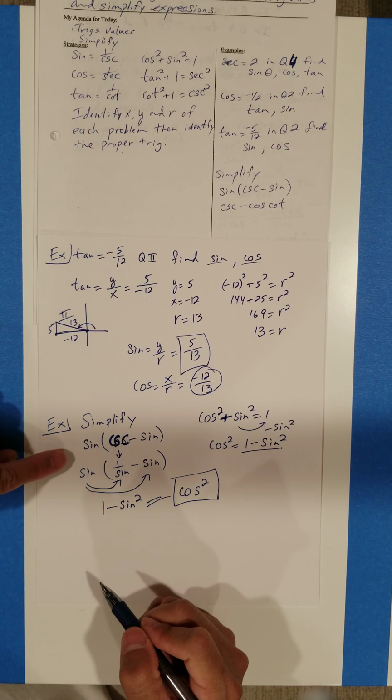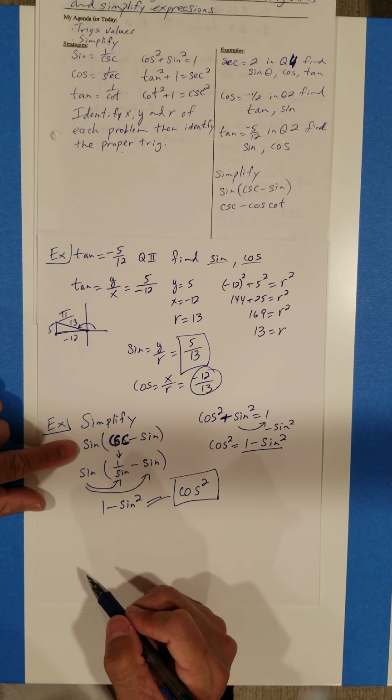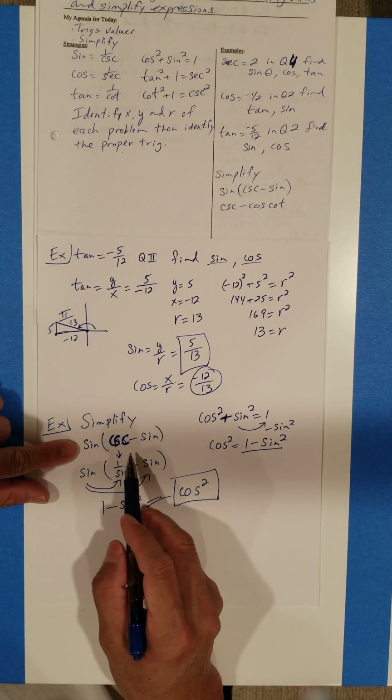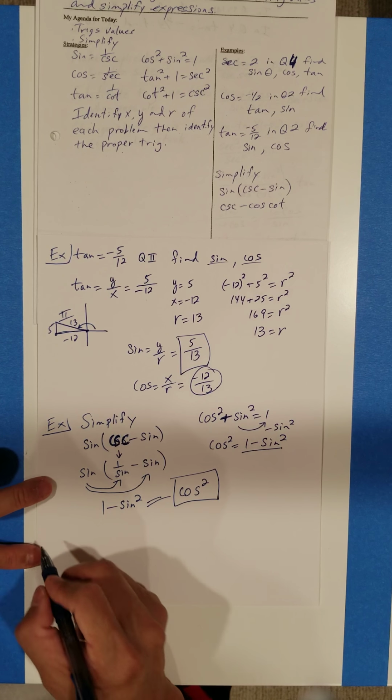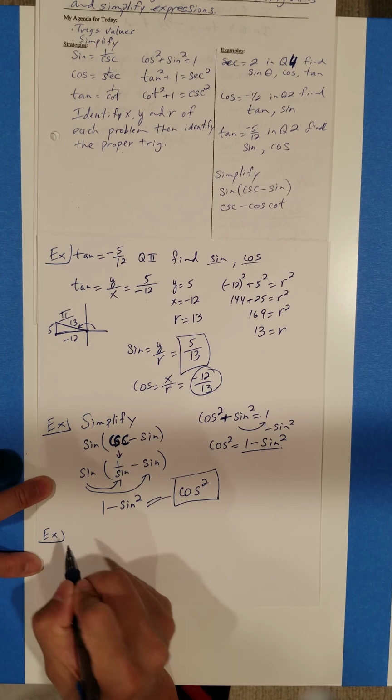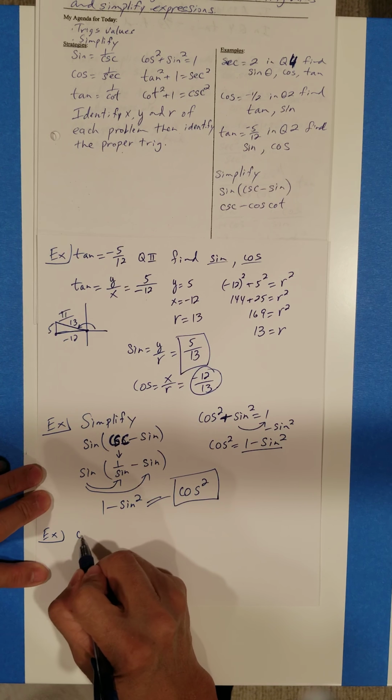So we took this original expression, which looks kind of complicated, has a couple of trigs involved, and we simplified it to be cosine squared. That's it. Okay, last example. Cosecant minus cosine cotan. We're going to try to simplify this.